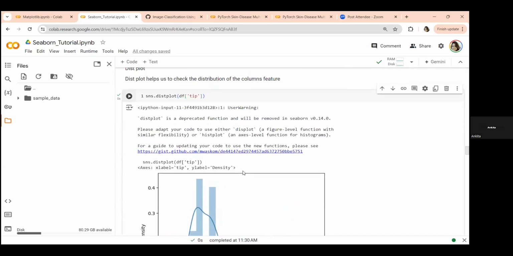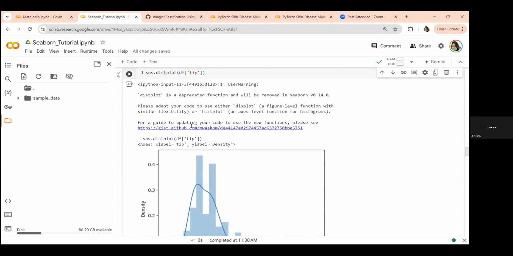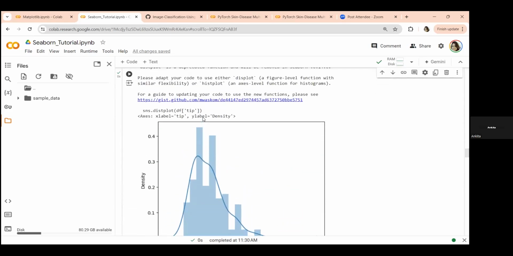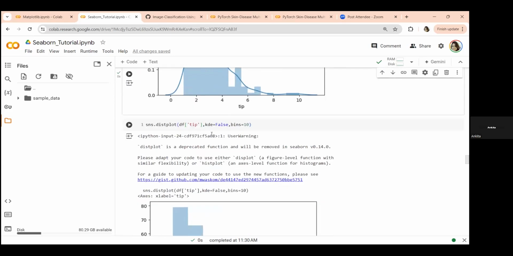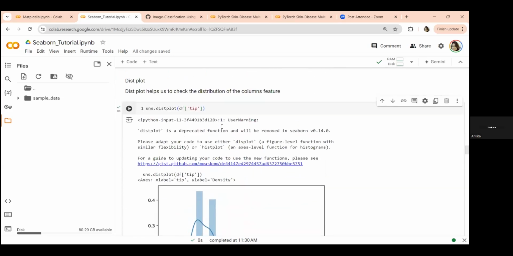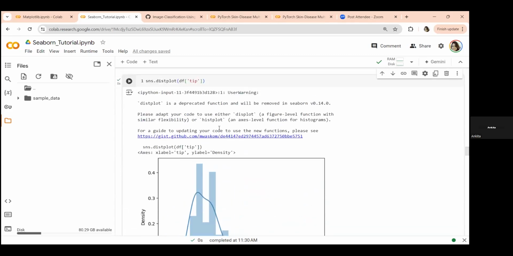Another parameter we are using in the next command is KDE. KDE is true here. When KDE equals true, we do not have to write this here. If we initialize KDE equals false, then we have to write this one here. KDE stands for kernel density estimation.